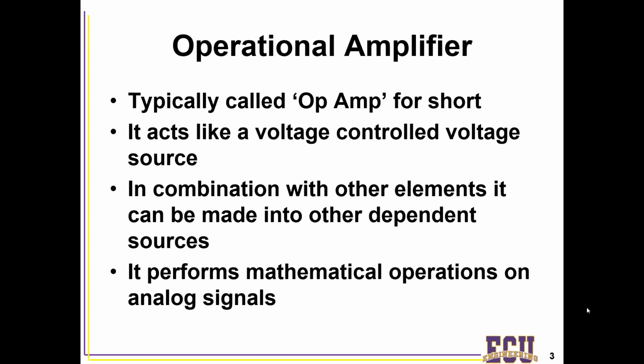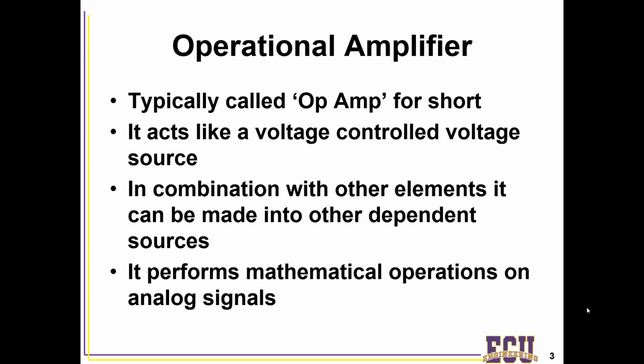In industry, they typically refer to this as an op-amp, and that's just a shortcut for operational amplifier. And what it acts like is a voltage-controlled voltage source. So we've talked about dependent sources before in this class, and so you can consider the op-amp as a voltage-controlled voltage source, and depending upon how resistors and voltage sources are connected to the amplifier itself, the behavior of that voltage-controlled voltage source will change. But it will still follow some fundamental rules of an ideal amplifier, as we'll talk about in a little bit.